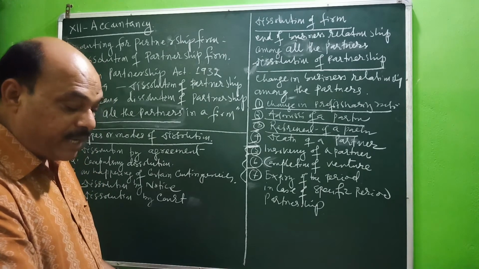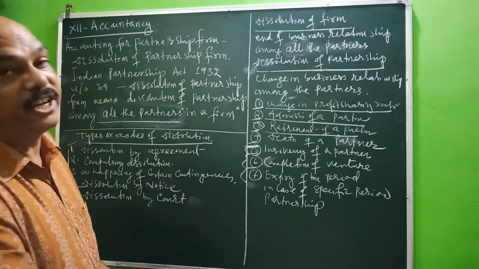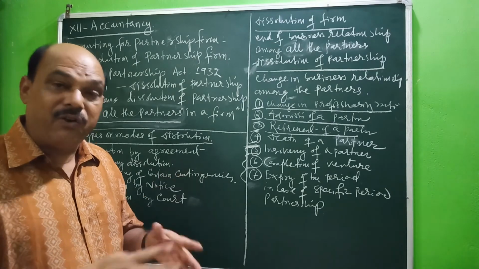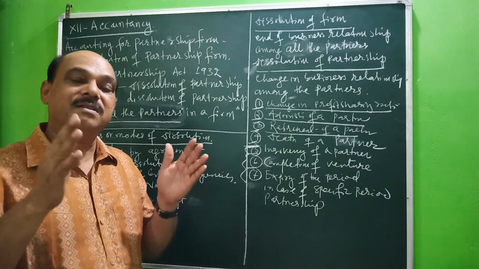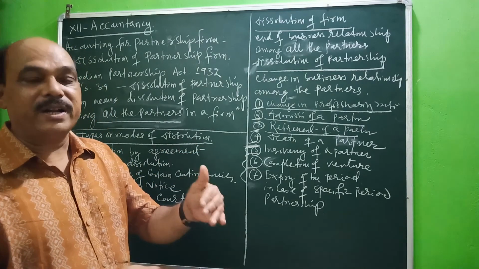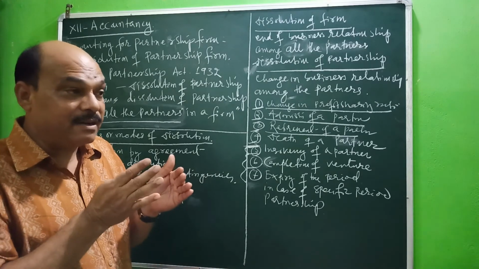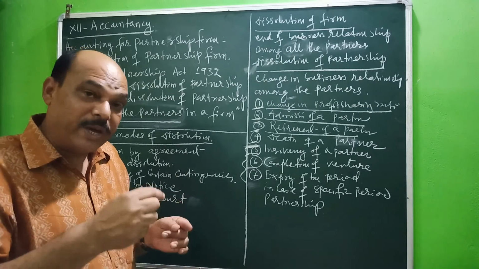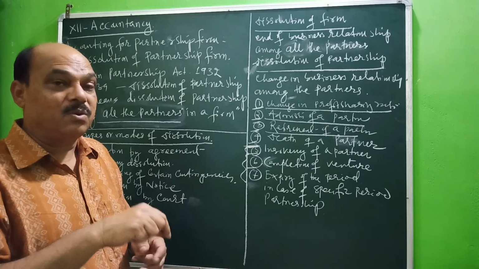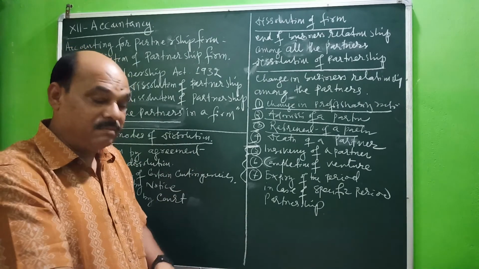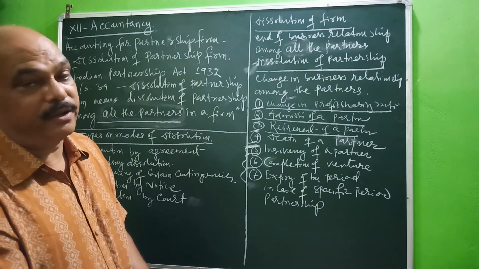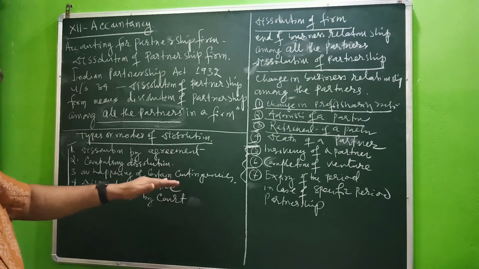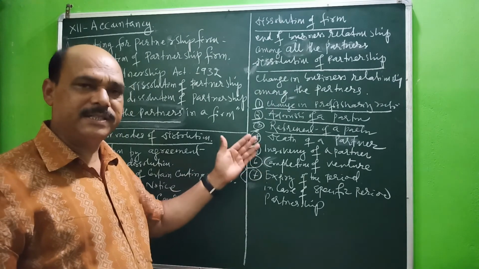When on any ground the court regards dissolution to be just and equitable, that means it is justified and it is the best decision to close that. Whatever may be the situation, the court will decide. That means the type of conditions or situation when the court decides that this business should be closed down. Okay, so we have completed the types of modes of dissolution.